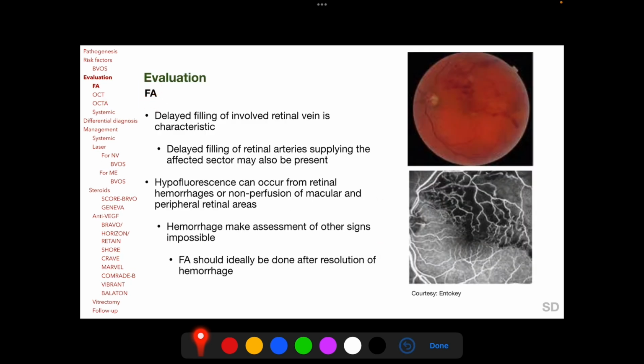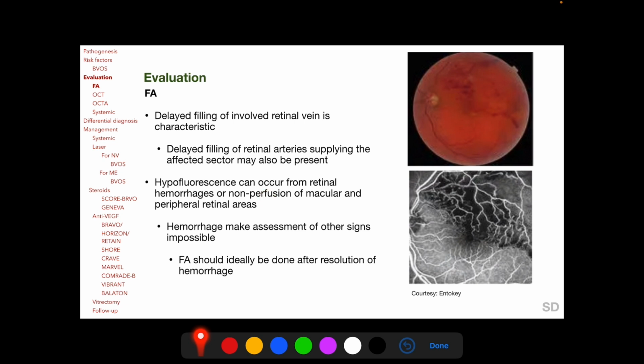Fluorescein angiography in eyes with BRVO characteristically shows delayed filling of the involved retinal vein, but may also show delayed filling of retinal arteries supplying the affected sector of the retina. Hypofluorescence on fluorescein angiography in eyes with BRVO can occur either from retinal hemorrhages causing blocked fluorescence or from non-perfusion of macular and peripheral retinal areas.